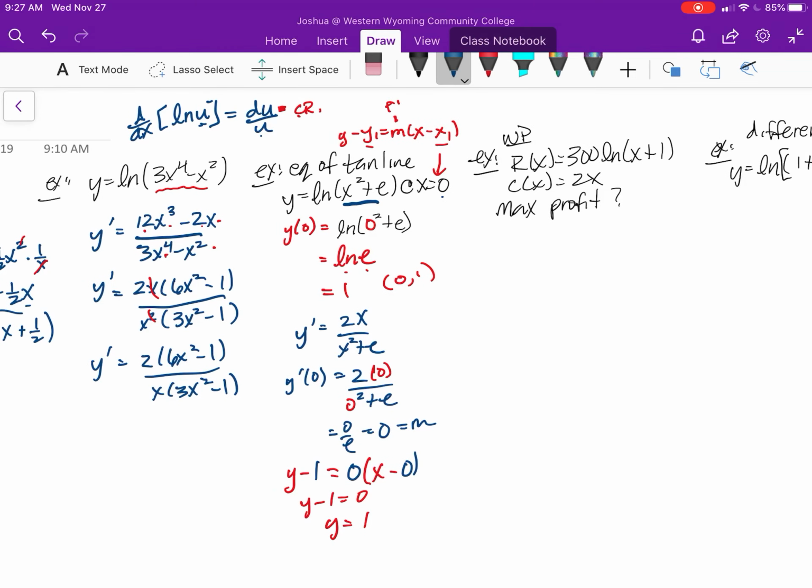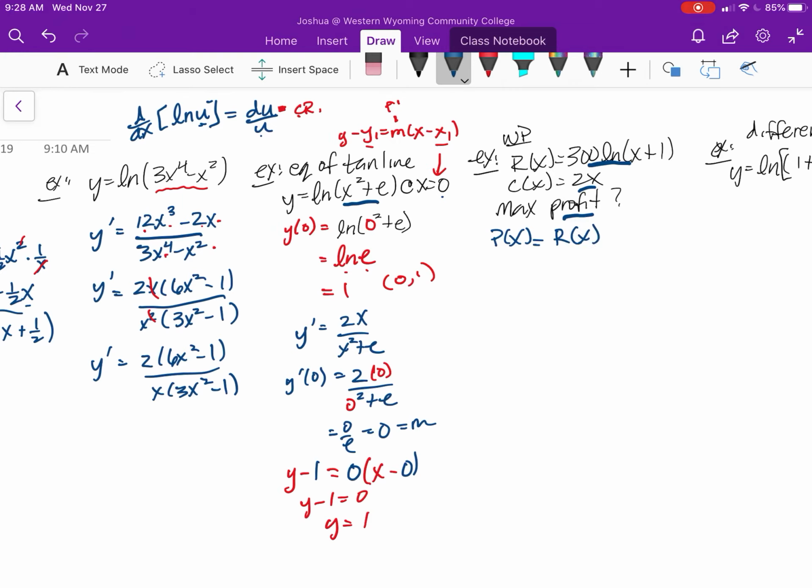Next example, we have a word problem. I didn't write the whole thing out because I think this is enough. We have some function for revenue. We have some function for cost. We want to maximize profit. We've seen this function really since, I don't know, first or second week.